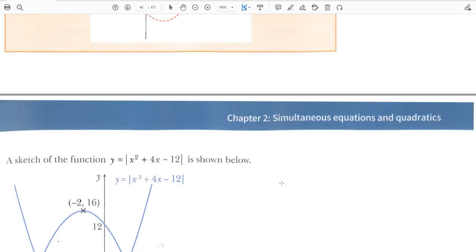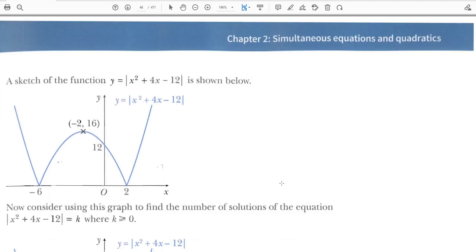Now you can see a sketch of the function y equals x squared plus 4x minus 12 is shown below.